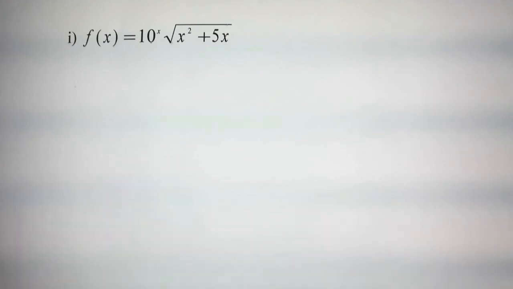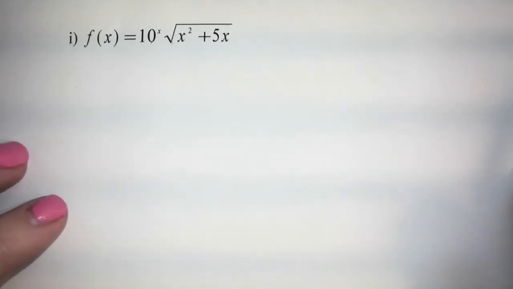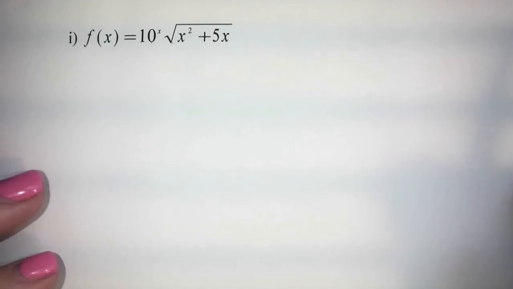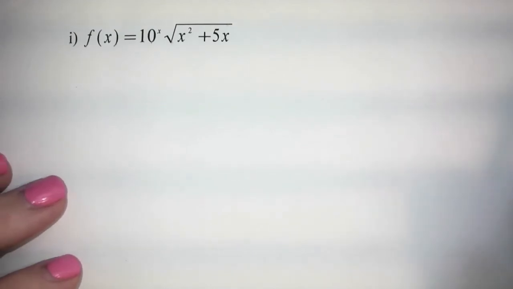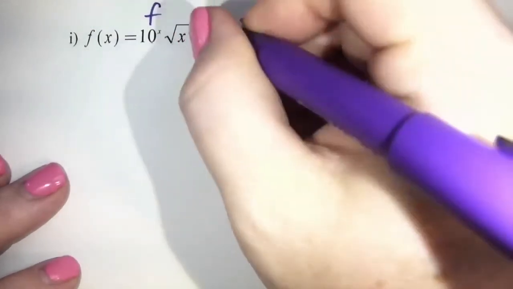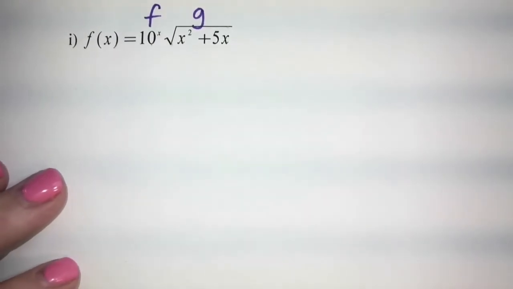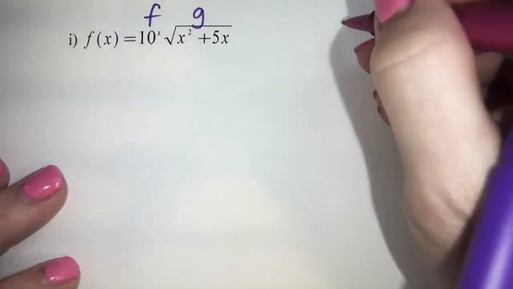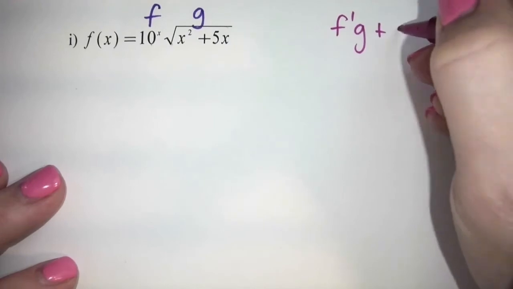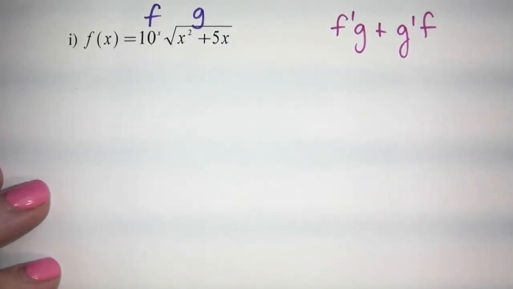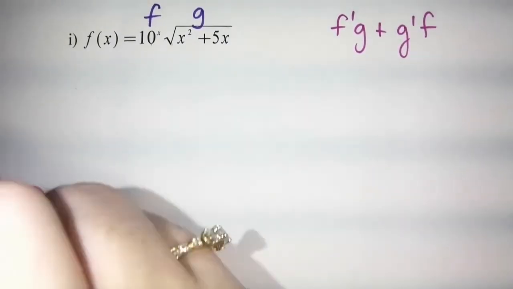Okay, so for part I here, we have f of x equals 10 to the x times square root x squared plus 5x. So we have an f and a g. They both involve an x, so we have the product rule. So we have derivative f times g plus derivative g times f.